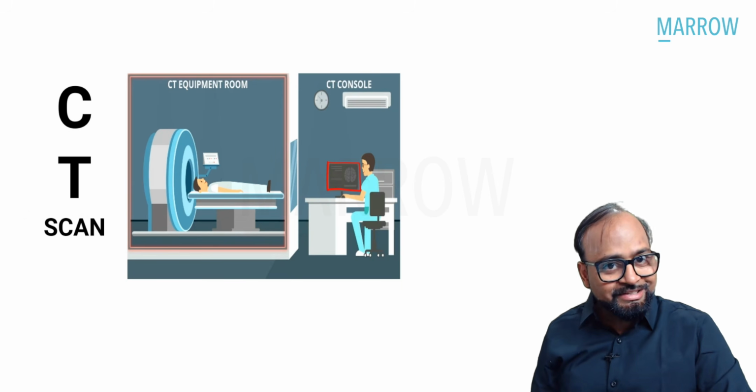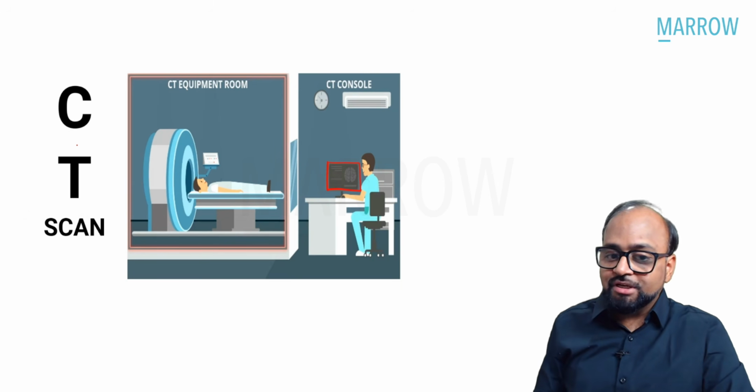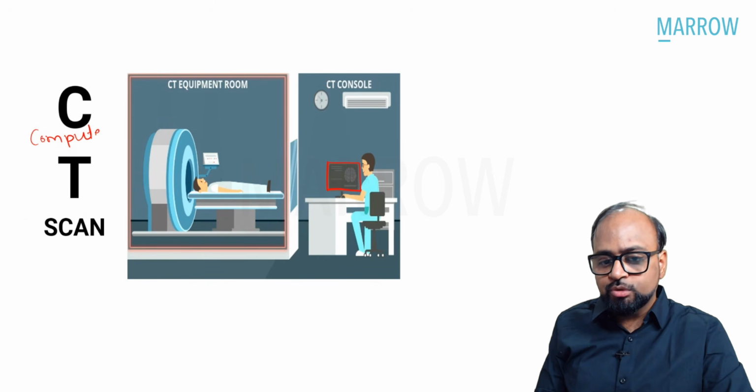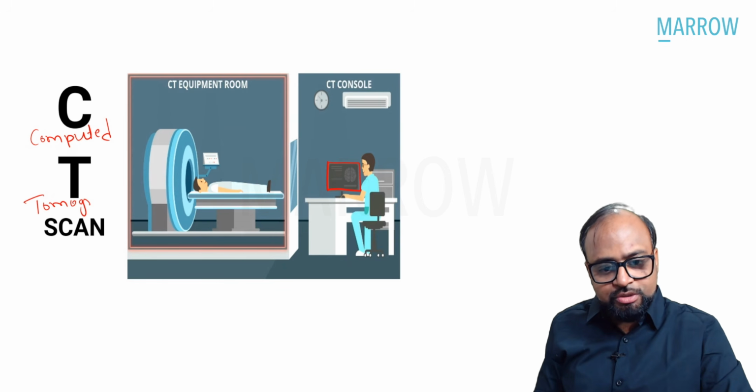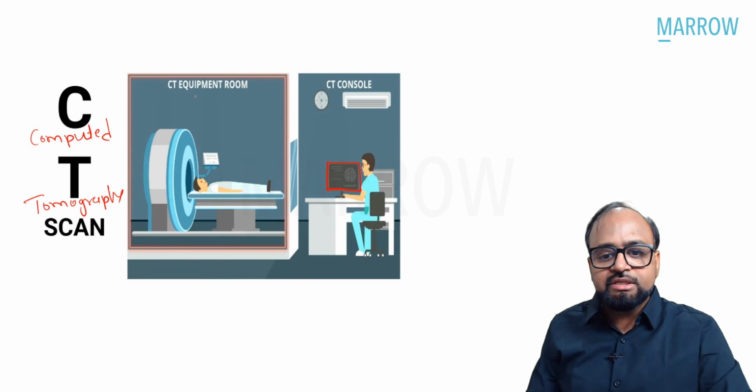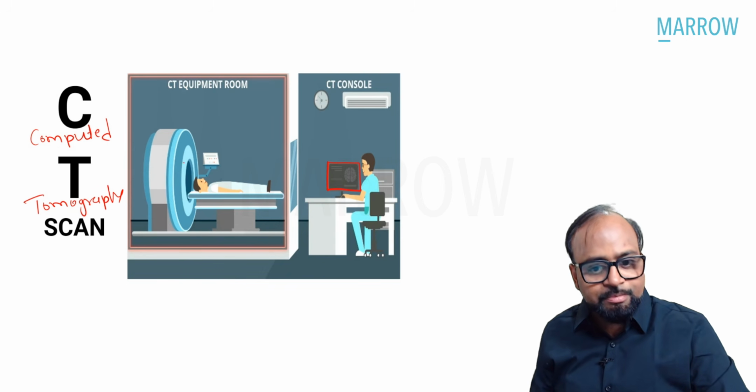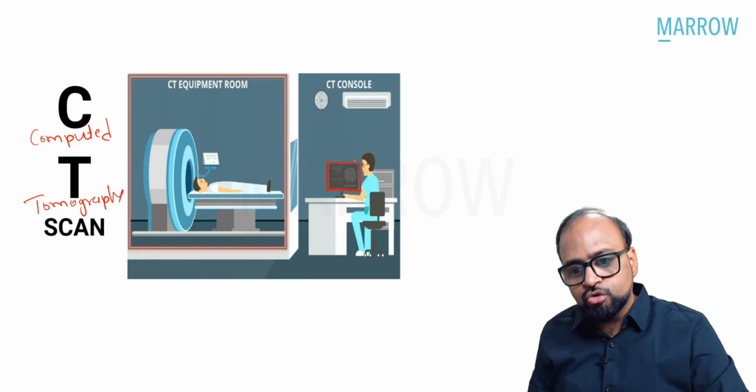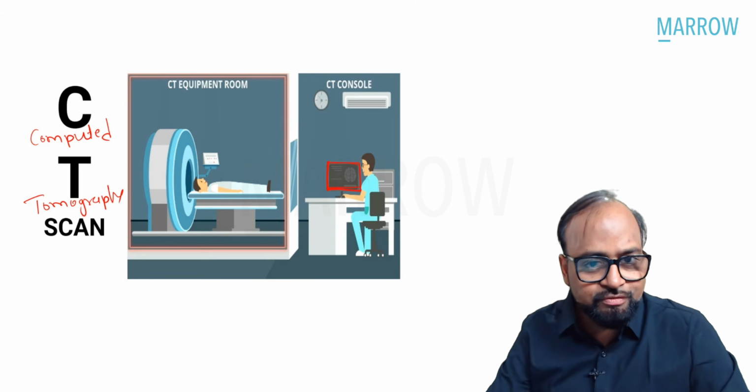So what is CT? A CT machine basically comprises two components. One is the computer, so this is computed. T stands for tomography. As we can see here, the CT department has two parts. Basically, the CT equipment room where the tomographic unit is kept, there's a gantry and a table, and the CT console where the computer is kept, and the computer is going to do all the image processing of the data.